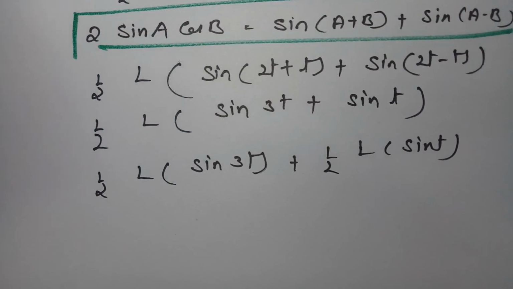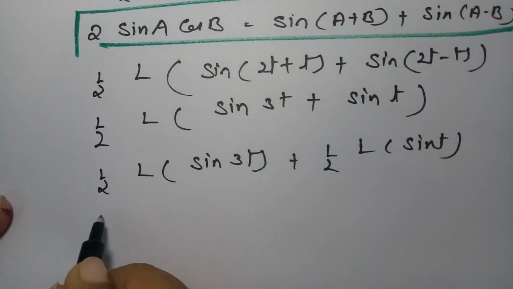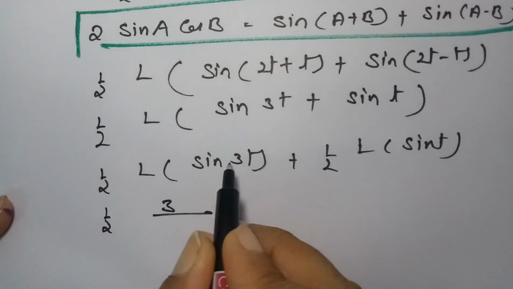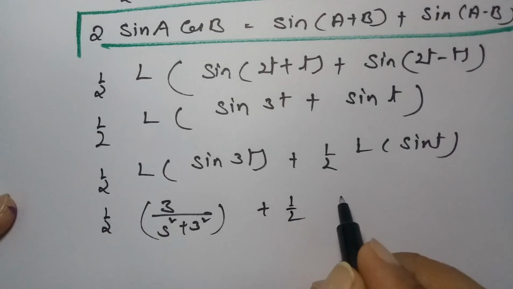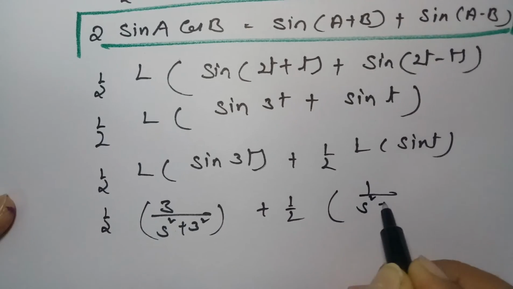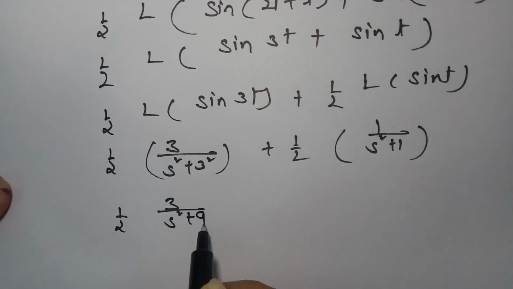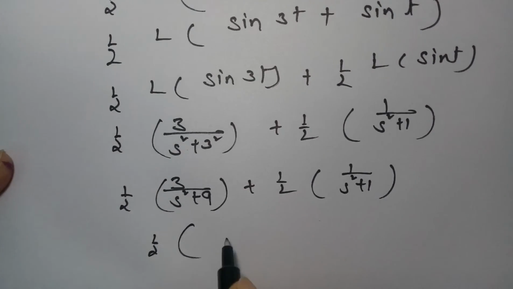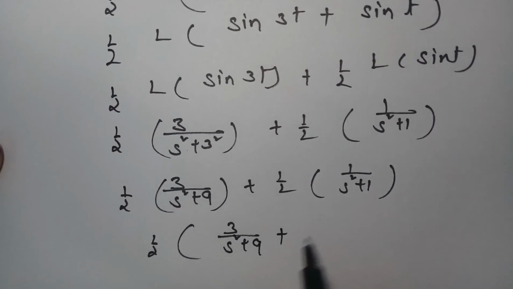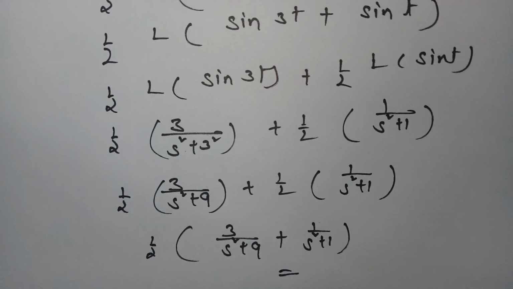As you all know, there is a formula for sin at. Again, sin at is equal to a by s square plus a square. So that is half times of a by, what is a here? The coefficient of t is a, s square plus a square, plus half times of, what is a here? 1 by s square plus 1. So half times of 3 by s square plus 9 plus half times of 1 by s square plus 1. If I take 2 as common, that is 3 by s square plus 9 plus 1 by s square plus 1. So this is how we have to solve all the problems.